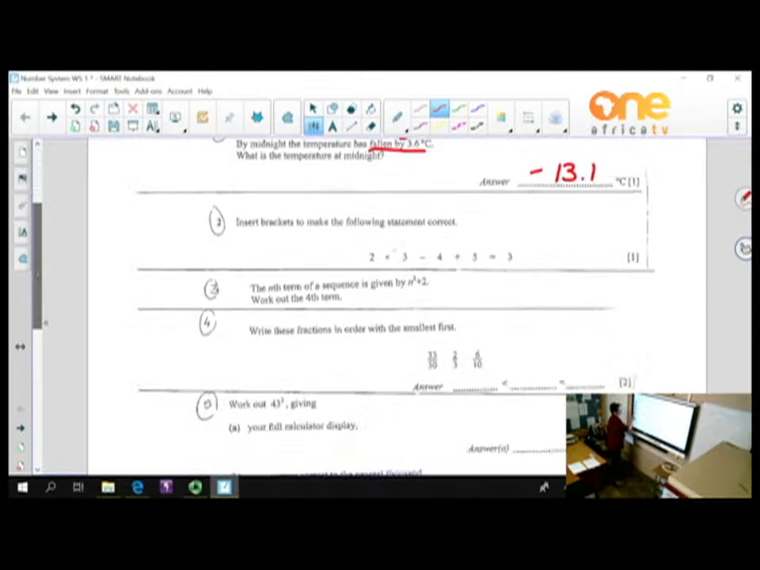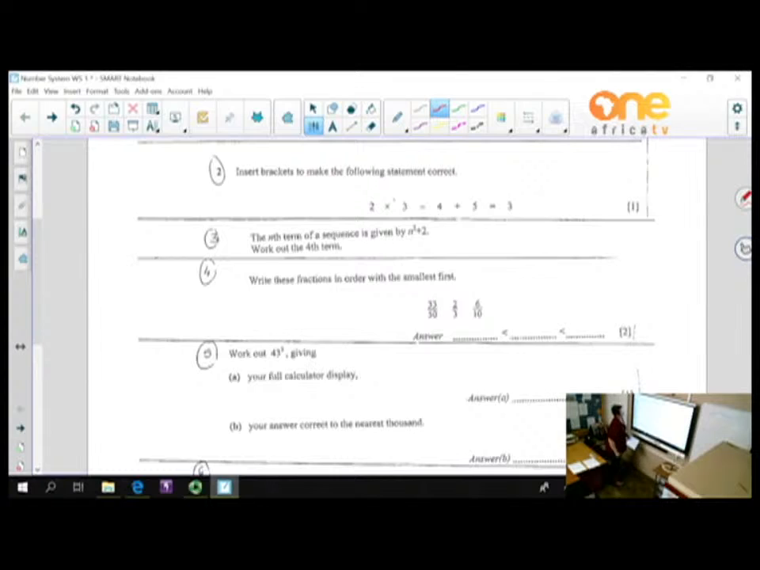Right, question 2. Insert brackets to make the following statement correct. Now this is an error and trial question. There's no formula that we can use here. So you'll have to keep on trying to see if you get that answer of 3. This is where BODMAS, those BODMAS rules are very important here.